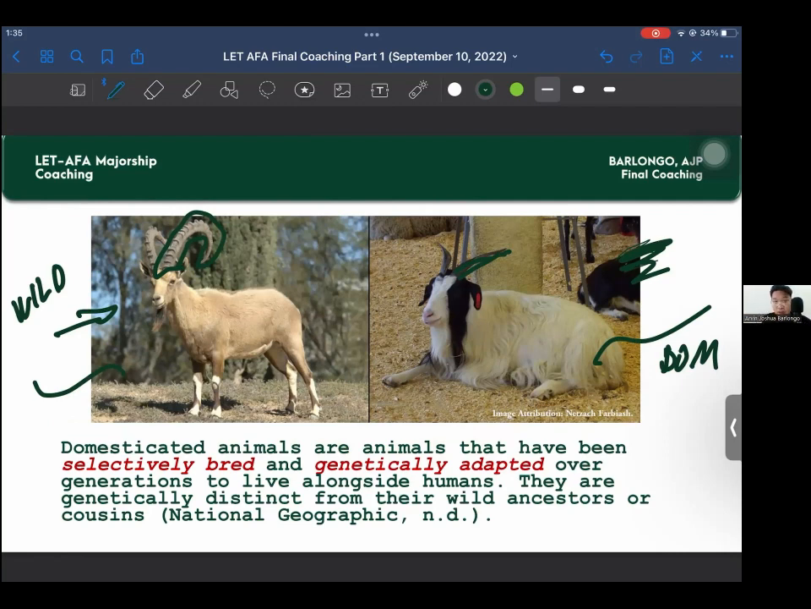So whereas the domesticated, ayun na yung binreed na siya tsaka nakapag-adapt na genetically sa condition na fit sa humans. Like kung ano yung mga kilala nating goat ngayon, ayun sila. Ayun ang mga domestic animals.